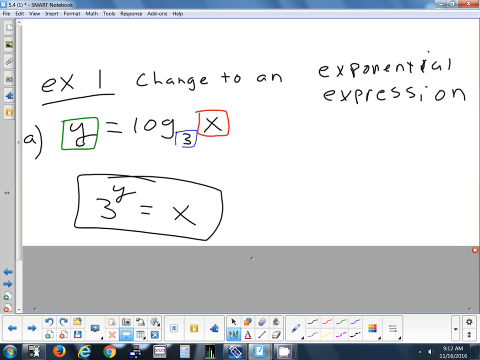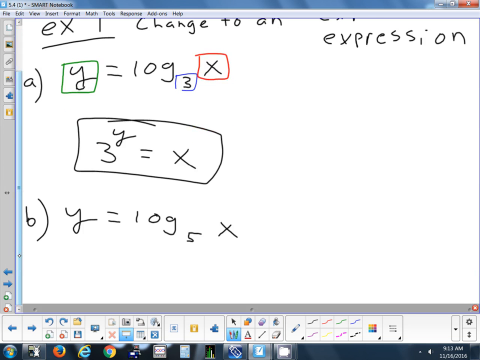Now, why would you do that? Well, if you knew y was 2, you could solve it by doing what we just did. If y was 2, I could do 3 to the second power and then get the answer for x. Since I don't know what x and y are, I can't solve this. I stop. That's all I can do.